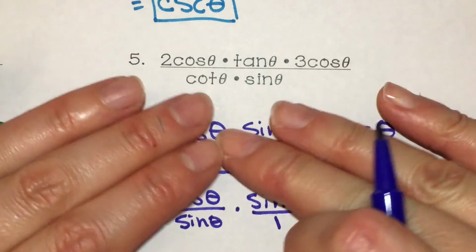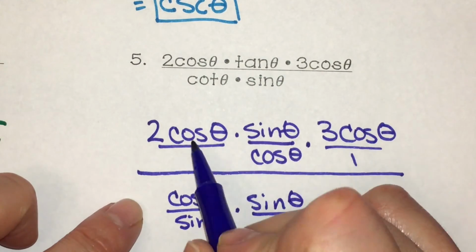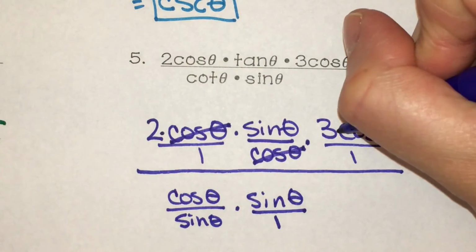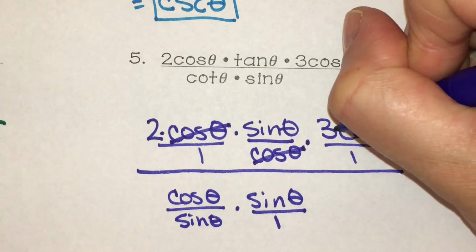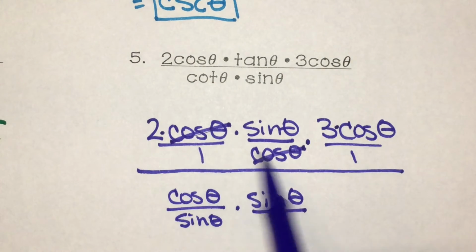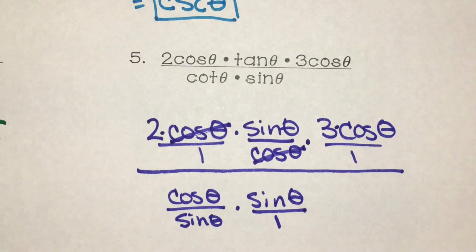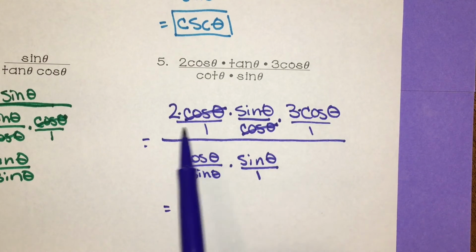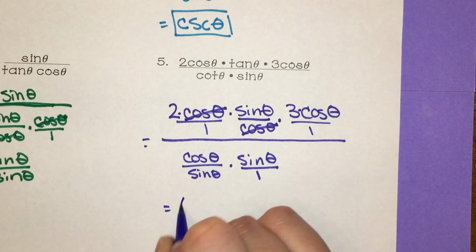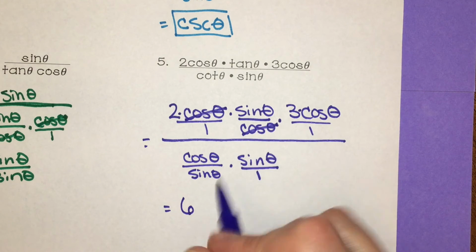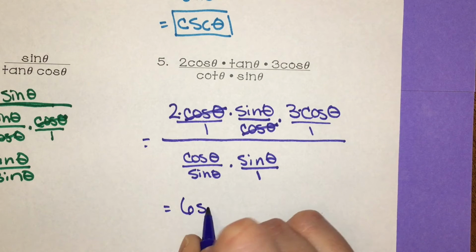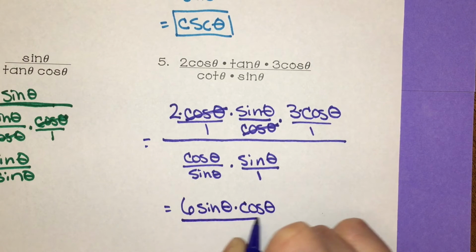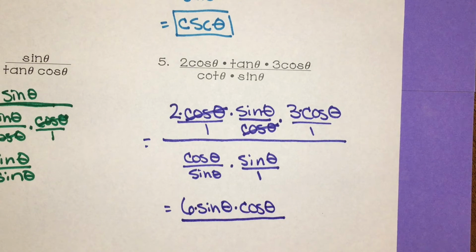So I'm going to start doing what's on top first. I have a cosine divided by cosine is 1. Remember, this 2 is just multiplied on. Same with this 3 times. So these cosines can cancel each other out. Okay, so that means on top, I'm going to zoom out a little, I have 2 times 3 is 6 multiplied by sine multiplied by cosine.